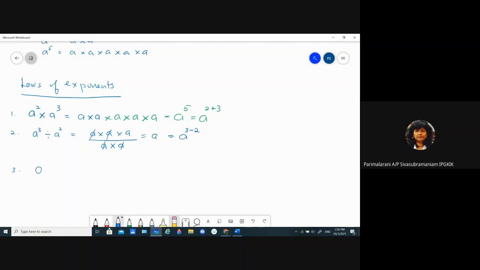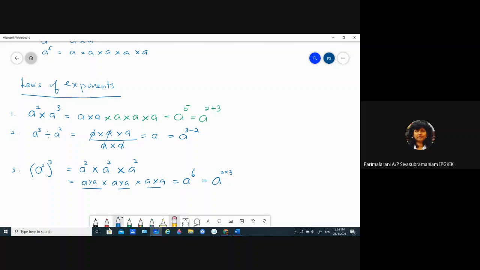Example 3, a to the power of 2. If you cube it, this actually means a squared times a squared times a squared, multiplied 3 times. And we expand this: a squared is a times a, so we get a times a times a times a times a times a. So this gives us a to the power of 6. So how did we get this? A to the power of 2 times 3, so we got a to the power of 6. 2 times 3.